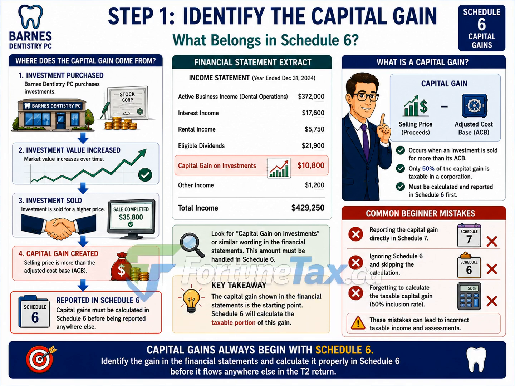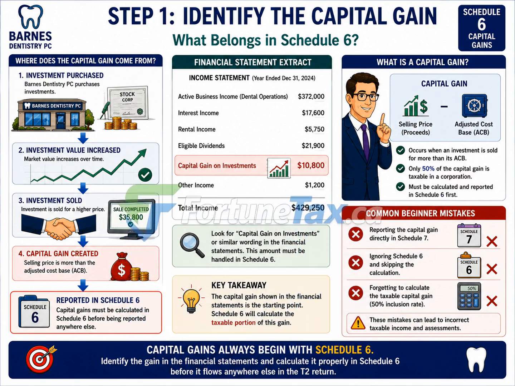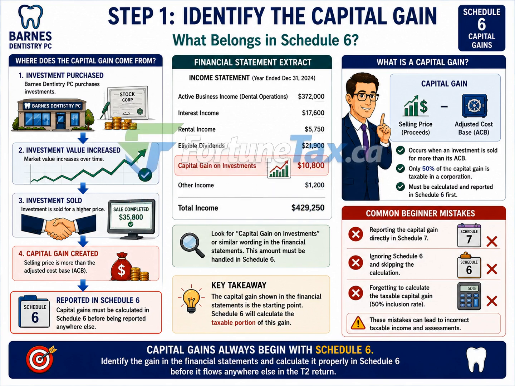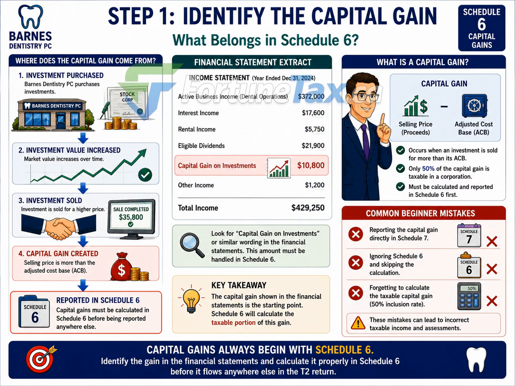Now let's look at some common beginner mistakes. Many new preparers report the capital gain directly in Schedule 7. Others skip Schedule 6 entirely and assume the financial statement amount is already the taxable amount. And some forget to apply the 50% inclusion rate when calculating taxable capital gains. These mistakes can result in incorrect taxable income and inaccurate corporate tax calculations.